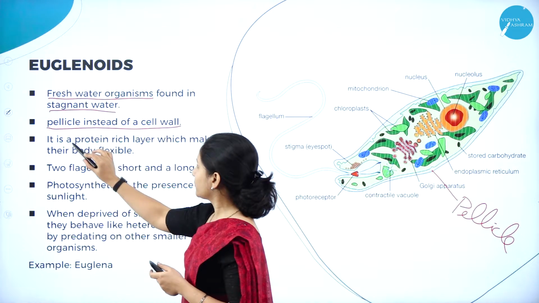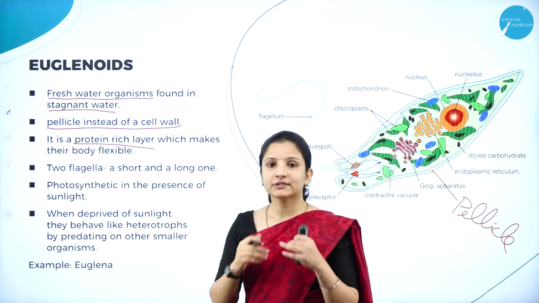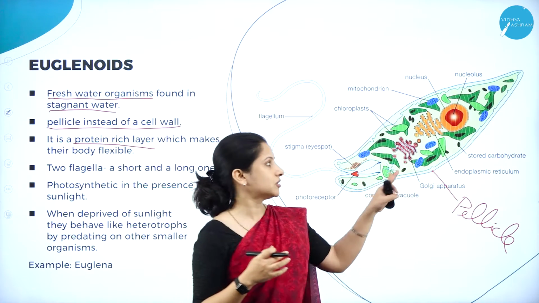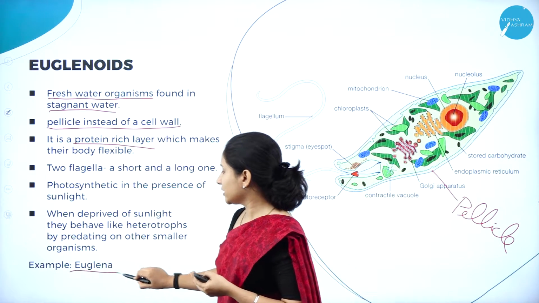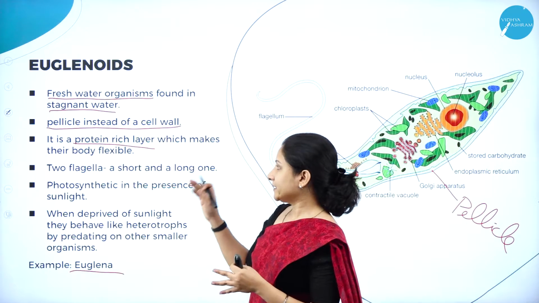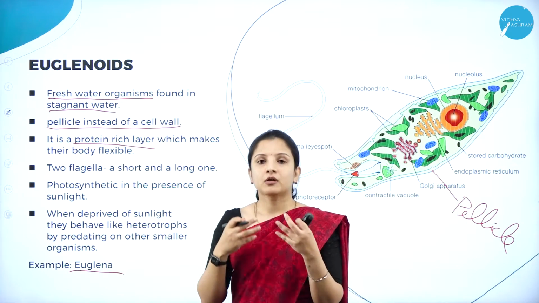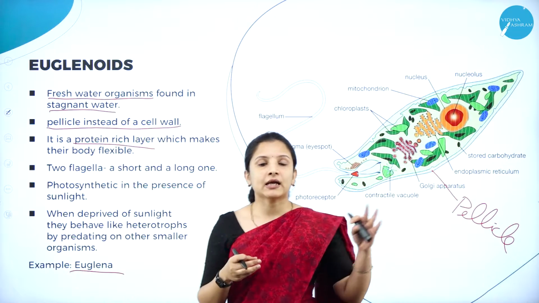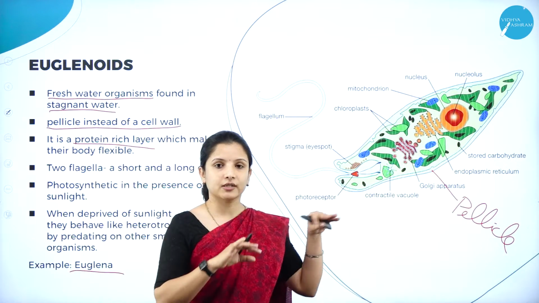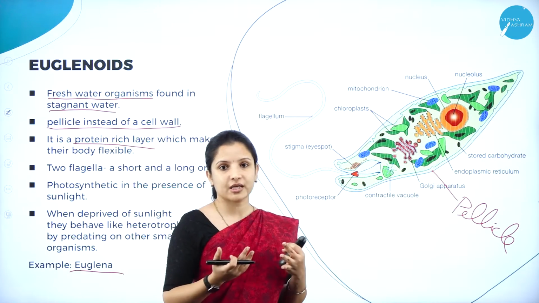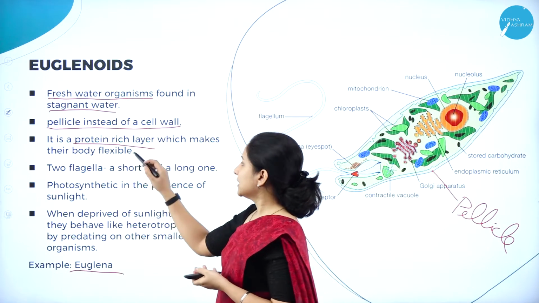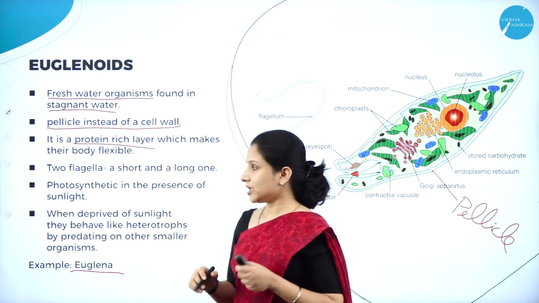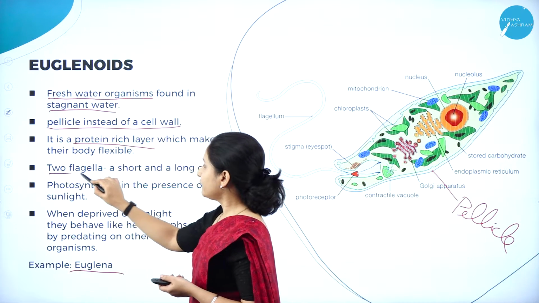proteins. Since it is rich in protein, it makes the body of the euglena flexible. The best example for euglenoids is euglena. Since euglena has a protein-rich layer, which is nothing but the pellicle, they are very flexible in nature. They can bend into whatever forms or shapes they want. And why are they flexible? Because the layer is rich in protein.